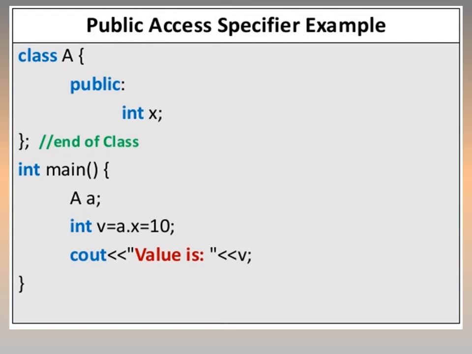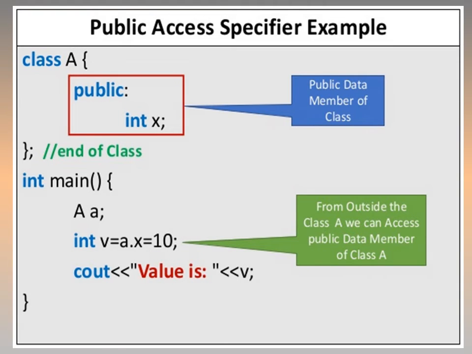So this is the public access specifier example. In this example, public int x is the data member of the class declared under the public access specifier, and here int v is equal to a.x is equal to 10. From outside the class A, we can access the public data member of the class A, as the x variable is under the public access specifier. As it is public, it is accessible outside the class. So this is the way you can access the public data members.